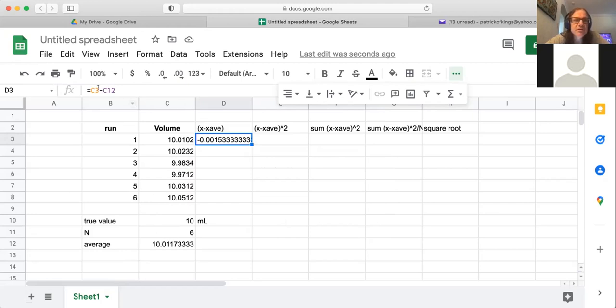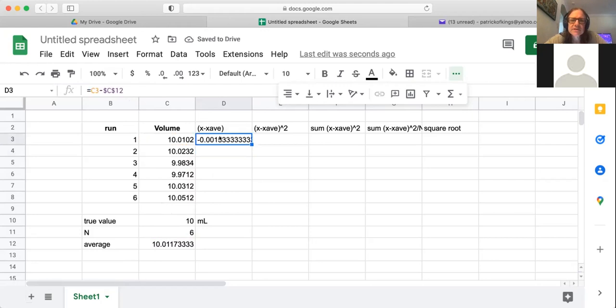So what I'm going to do is put dollar sign C, dollar sign 12. That's one of the great secrets of these spreadsheets. If I put dollar sign, letter, dollar sign, number, that tells it every time I do this calculation, don't change this cell, always use that same cell. If I just put C12, the next calculation would do C13, and then C14, and then C15. So by keeping it as dollar sign C, dollar sign 12, every time we do this calculation, it will just use that value right there.